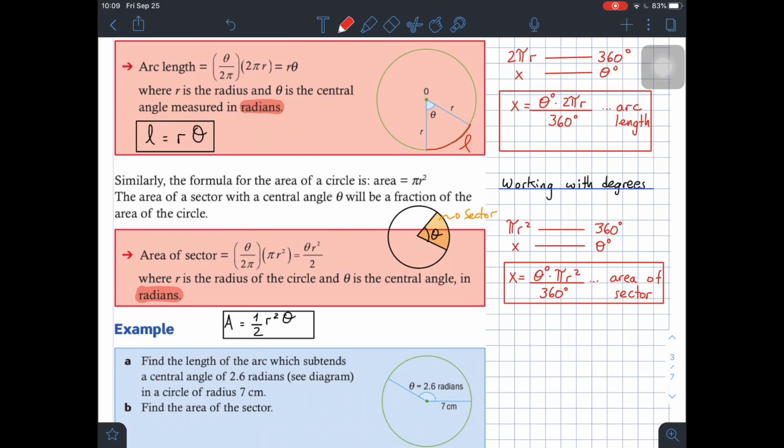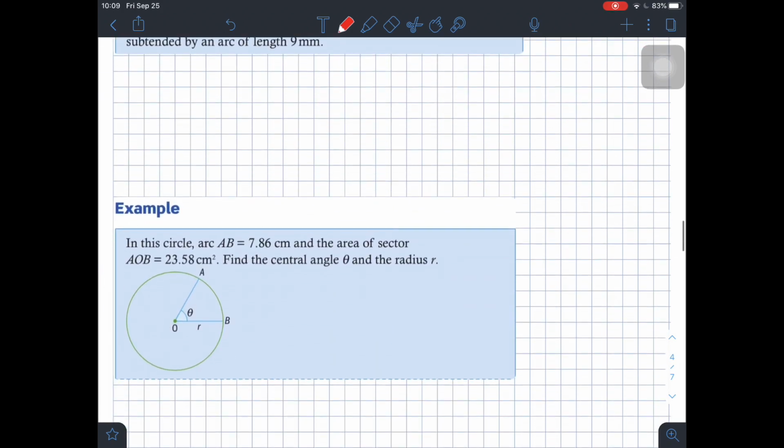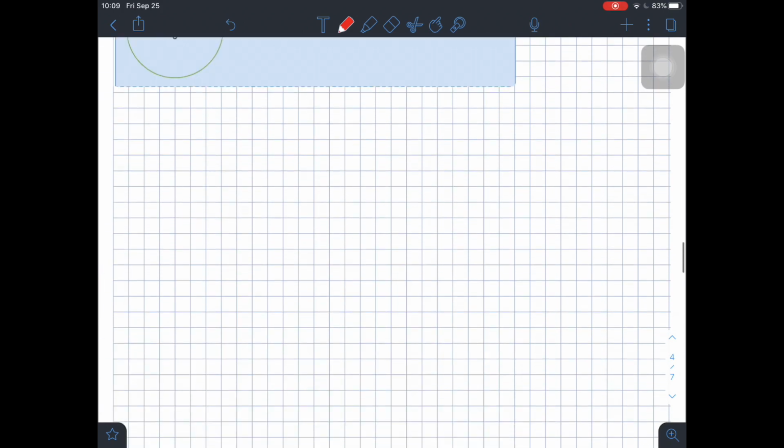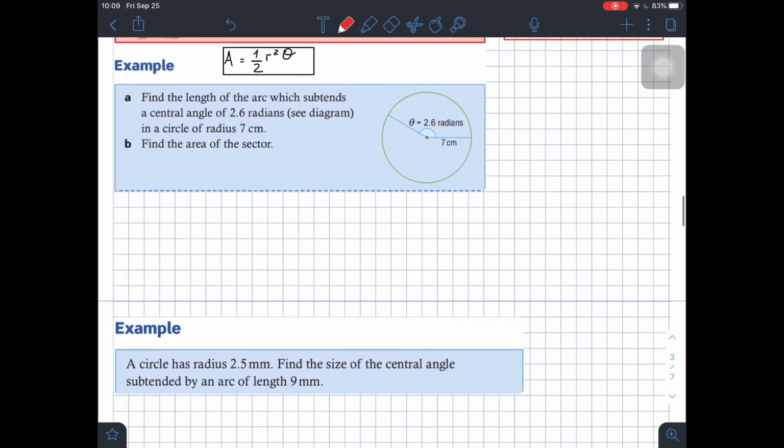Okay, so let's see. I want to do 2 examples. Let's do these 2 examples, and then we're going to leave the class here to avoid making this too long.